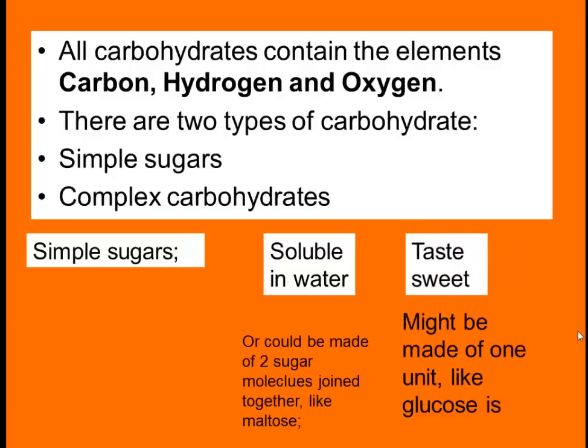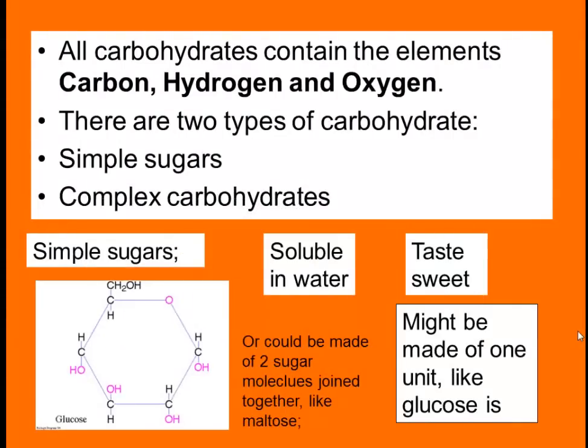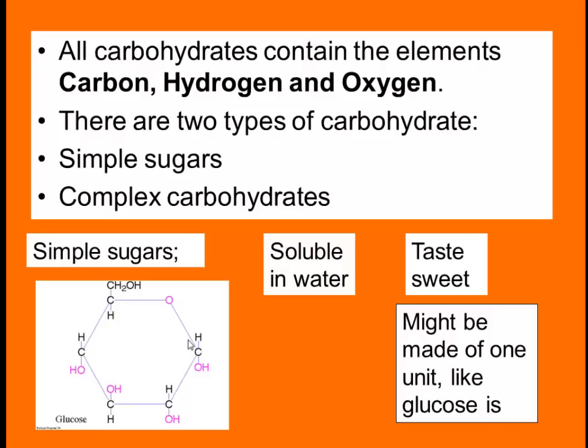They are soluble in water. They taste sweet, and they might be made of one unit, like glucose is. Here's glucose. So let's just have a little look at glucose here. It's a 6-carbon compound, and it's formed up in a ring with an oxygen making that corner there. If you count up here, you can see 1, 2, 3, 4, 5, 6 carbons, 6 oxygens, and 12 hydrogens. C6H12O6. I think you've heard that formula before.